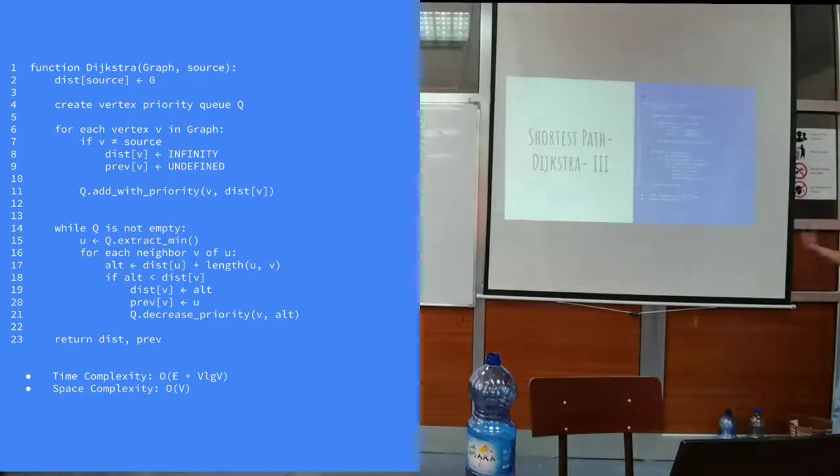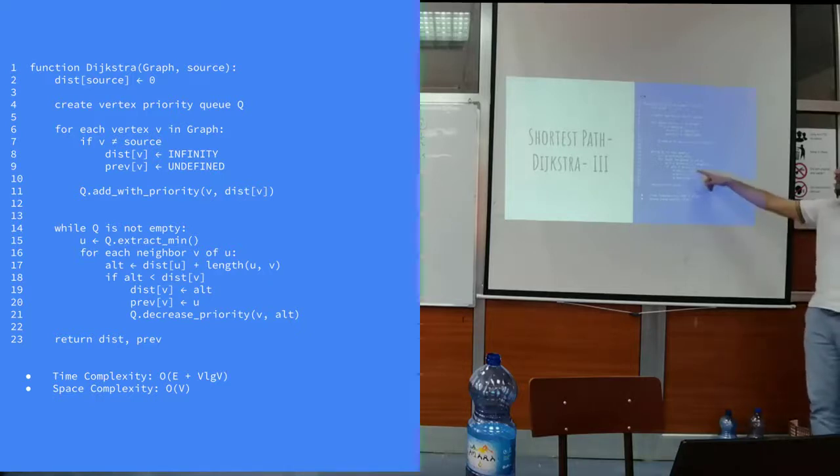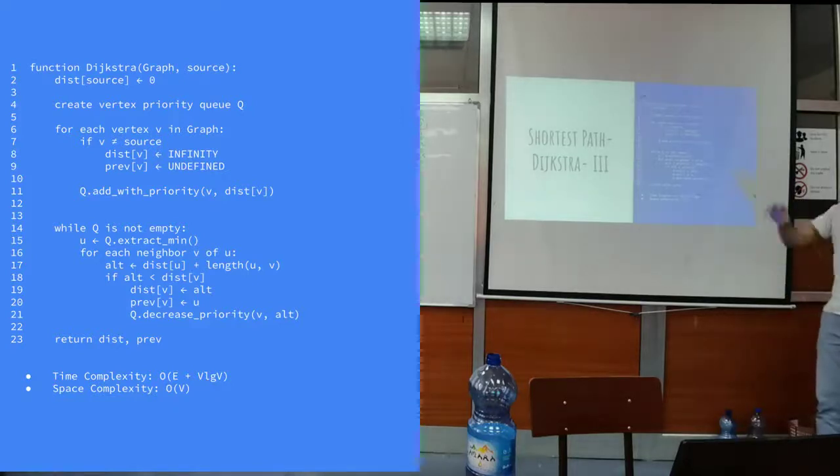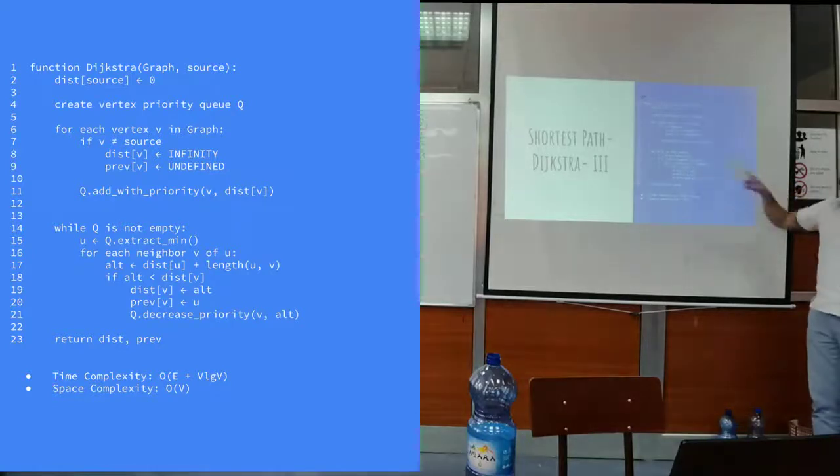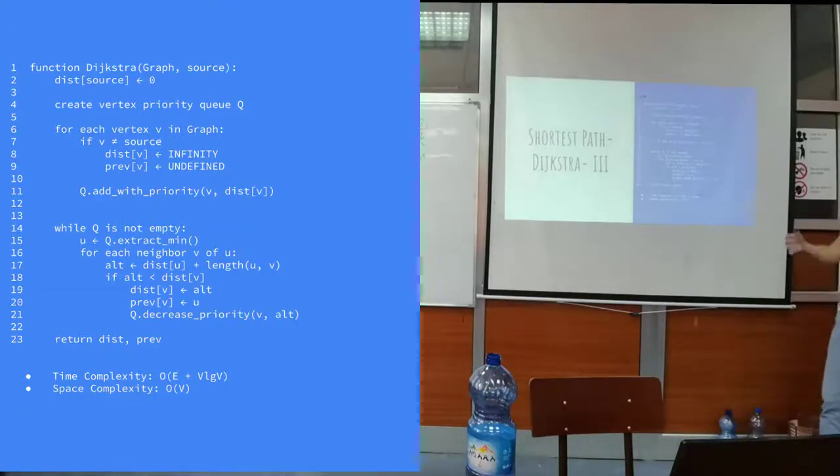And our alternative route is the current distance of our current node, which is u, plus the edge weight, or the length of the edge between the neighbor and the current node. If this is smaller than what we have seen so far, what does that mean? I have a shorter route. I have a shorter path. Therefore, I need to update my existing path. And what I say is the distance is updated with the alternative distance. And right now, the shortest path that I know to V goes over U.